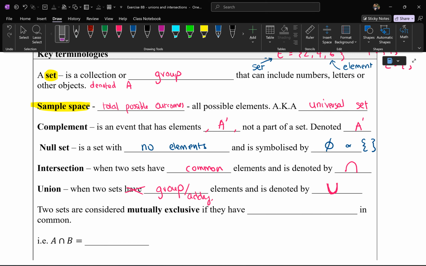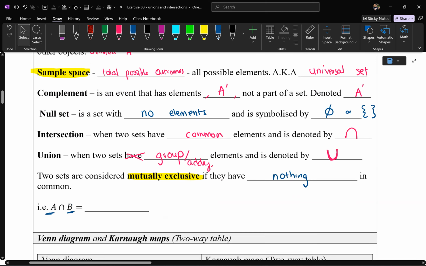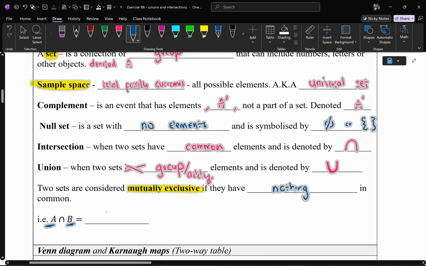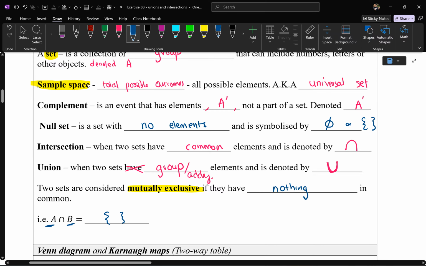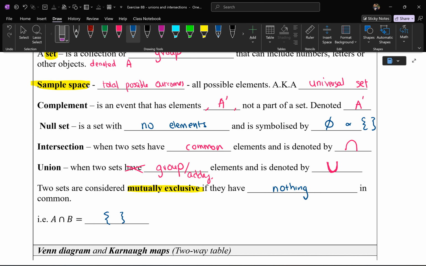Two sets are considered mutually exclusive. Can I get a show of hands of who has actually heard of the term mutually exclusive? Got 1, 2, 3, 4, 5, 6. Oh, it's not too bad. All right. For those who don't know, mutually exclusive literally means that they have no intersection, meaning they have nothing in common. So if group A intersects group B, we're essentially saying it's a null set. There's nothing in common between group A and group B.